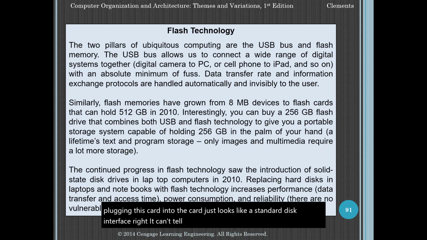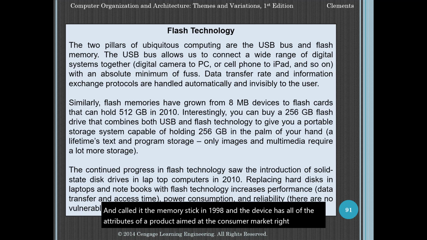And then we get into the memory stick, right? And Sony was one of the leading companies in the design of the little memory sticks. Flash drives or flash sticks or memory sticks, no one seems to know what to call them. But they created their own standard for interchangeable memory and called it the memory stick in 1998. And the device has all of the attributes of a product aimed at the consumer market, right? It's compact, it's light, it's easy to carry, it's easy to handle, it's simple, it's reliable, and it can be made read-only to protect your data.